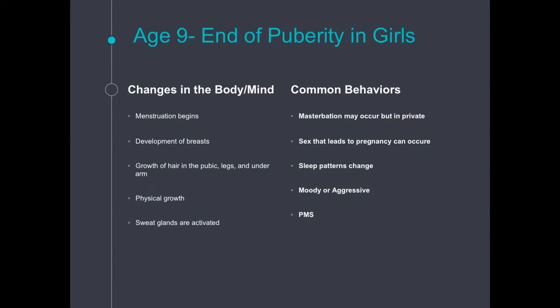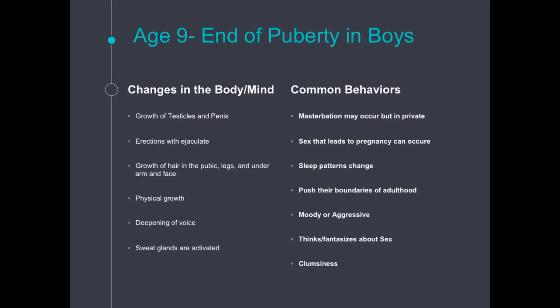Common behaviors, masturbation may occur in private. Sex that can lead to pregnancy occurs. Sleep patterns change. They become moody and or aggressive, and PMS symptoms. For boys, we see a growth of testicular and of the penis. Boys now have erections that can lead to orgasms with ejaculate.